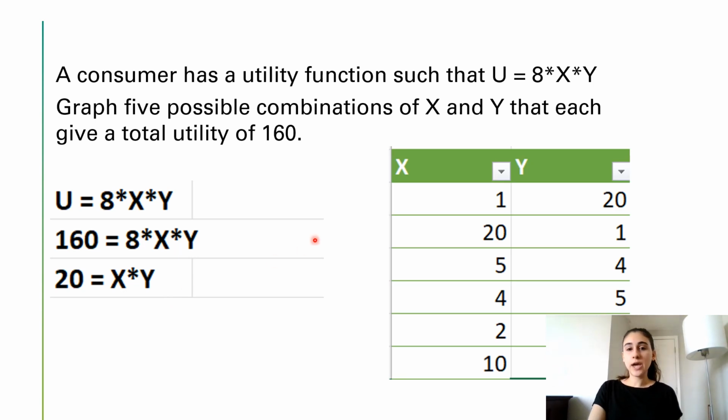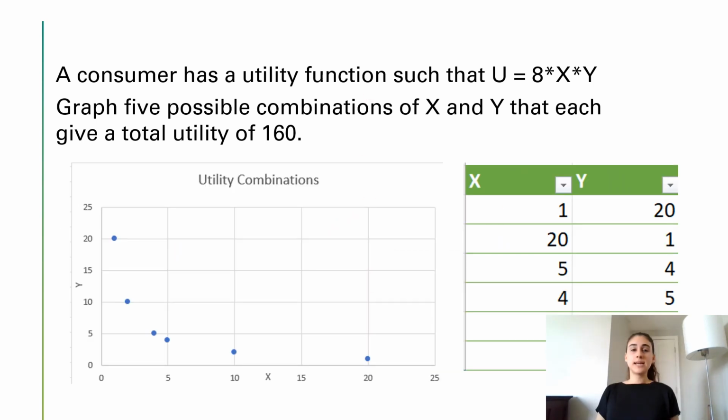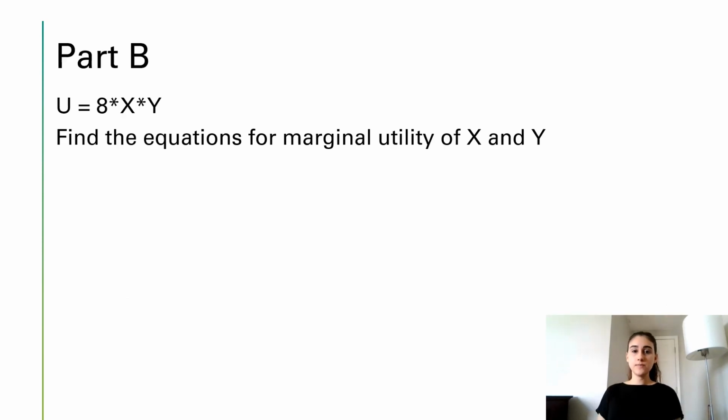So in this chart, we have combinations of X and Y that multiply to be equal to 20. Here are some examples. The next part of the problem requires us to graph the combinations of X and Y that we have found previously. So as we see, when we plot the combinations of X and Y, a convex indifference curve appears. Let's continue on to part B.